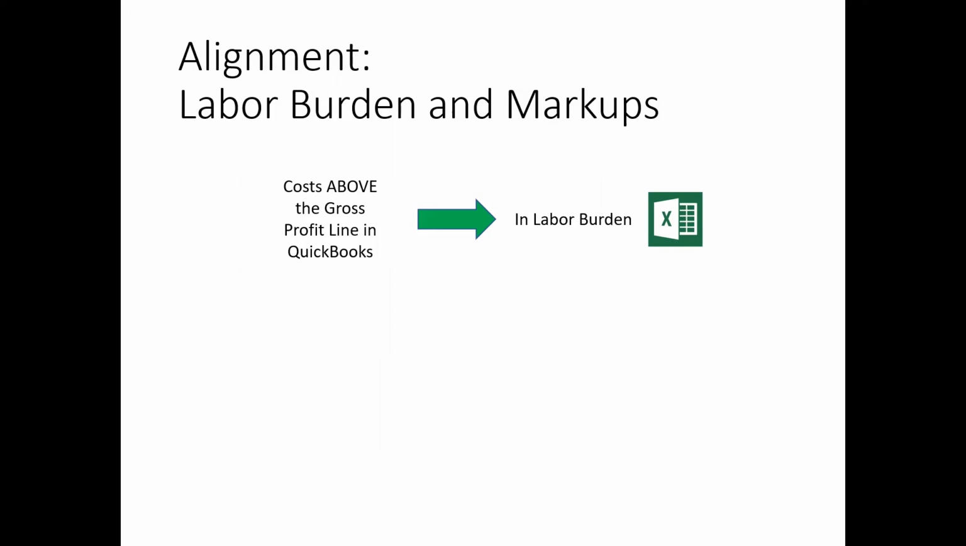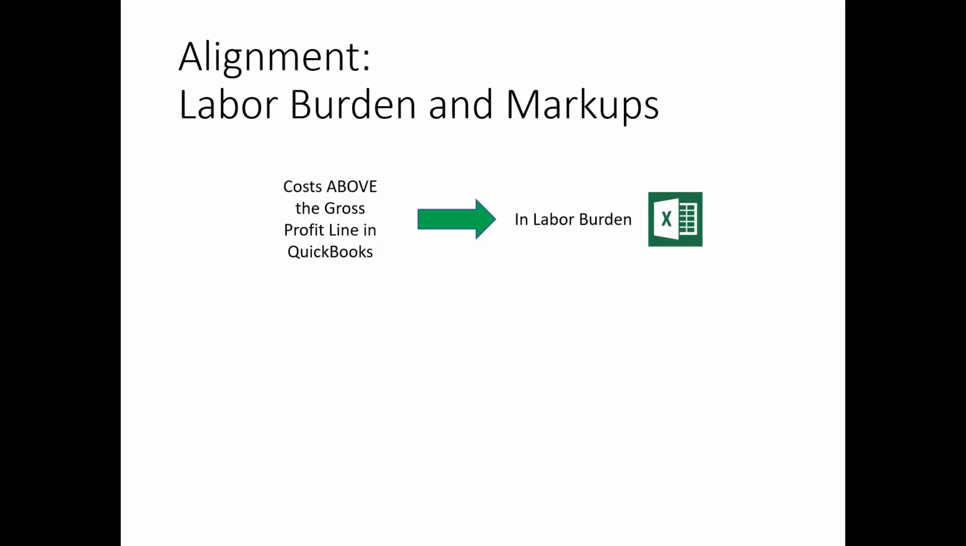If the costs are above the gross profit line in QuickBooks, we want to see them in labor burden. Because if they're not in labor burden, then you're going to have a difference between your gross margin in QuickBooks and your gross margin in Aspire. We think the most important thing is to have those two things be the same, because it's easiest for everyone in the company to operate and know where they are if everything lines up. That's the premise behind our alignment concept.